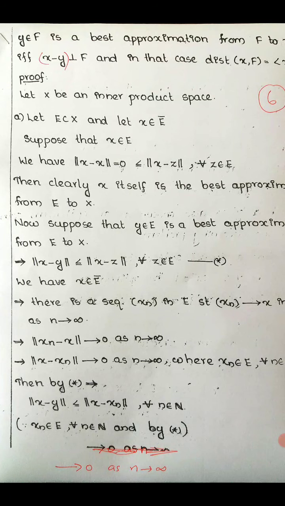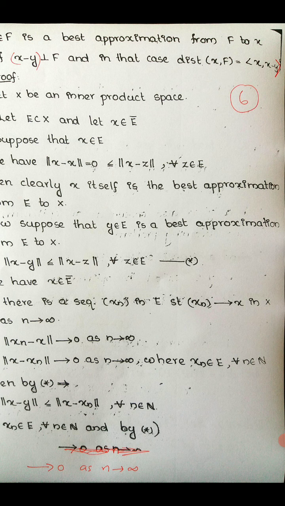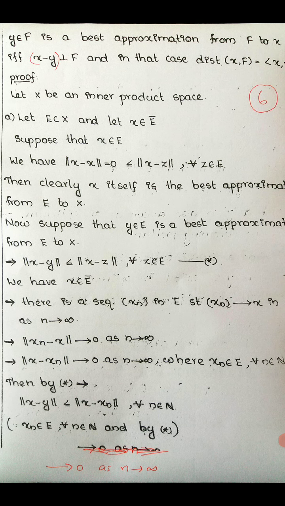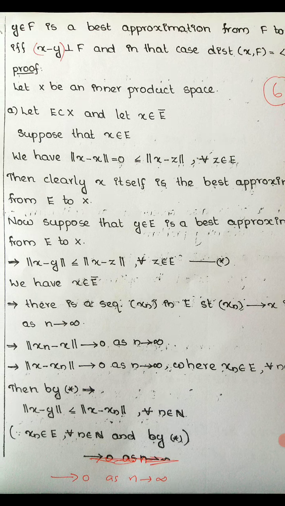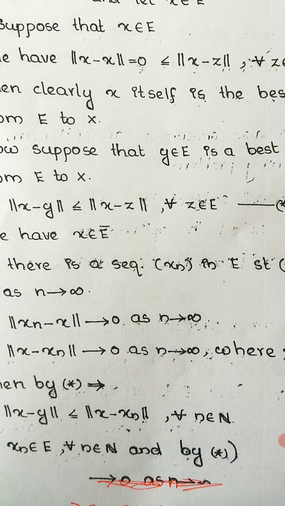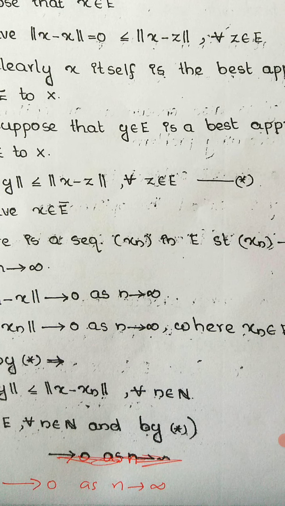So one part at least we have proved. Now suppose that y in E is a best approximation from E to x. By definition, norm of x minus y is less than or equal to norm of x minus z for all z in E. That is what we have written earlier. You can call it equation star.